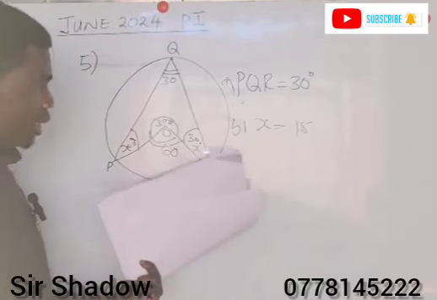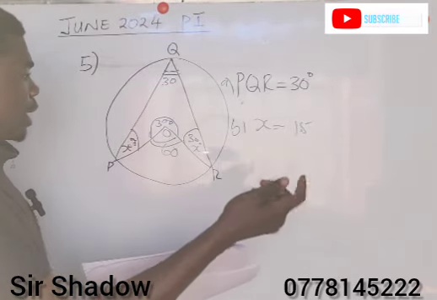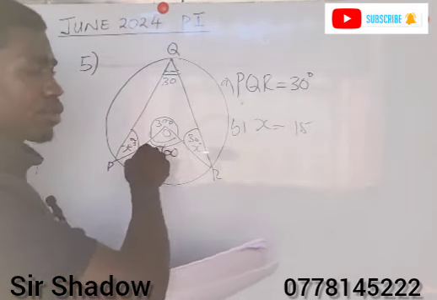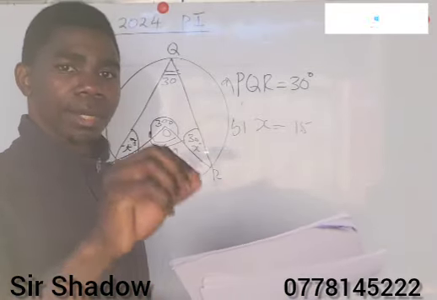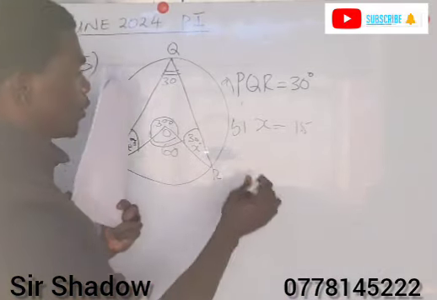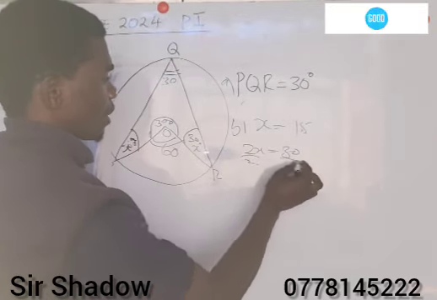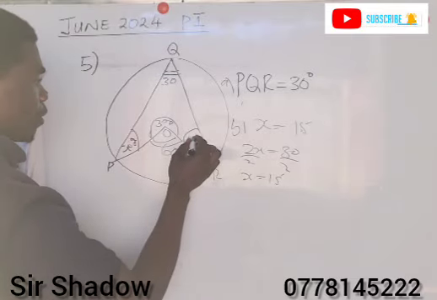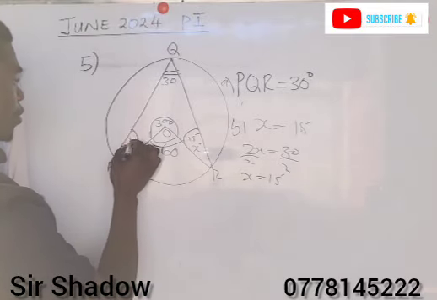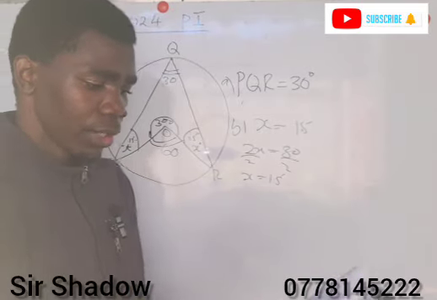Because we said 300 plus 30, which is 330. 330 plus 2x, x plus x is 2x. 2x plus 330 is 360. So 360 minus 330 becomes 30. So 2x is equal to 30. To find the value of x, we divide both sides by 2. So x is equal to 15. Therefore, x is equal to 15.